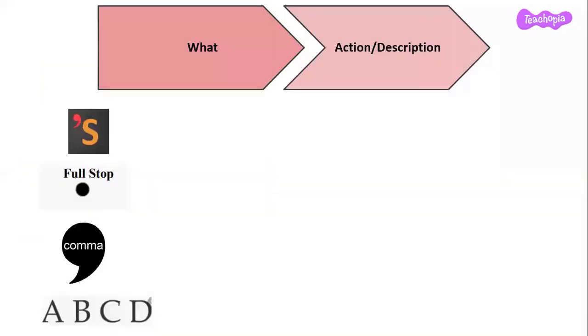Now let's look at when we are addressing a topic like punctuations. Here we are going to use the block what, and then we're going to talk about an action or a description regarding each of the punctuations. So here in the first block, what am I talking about? I'm talking about an apostrophe. What is something that I want to describe about an apostrophe? It is that it shows us possession. So my sentence will be an apostrophe shows us possession.